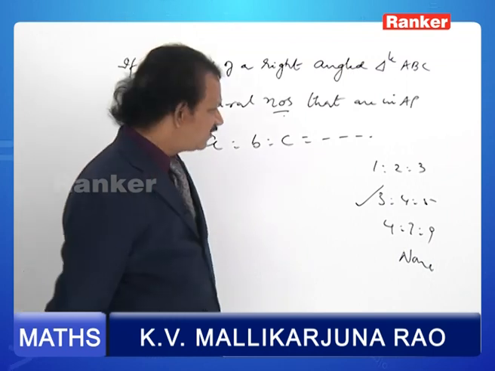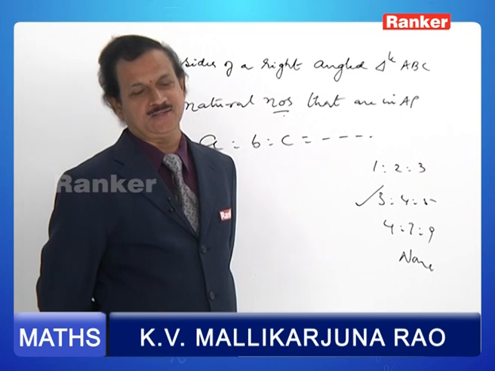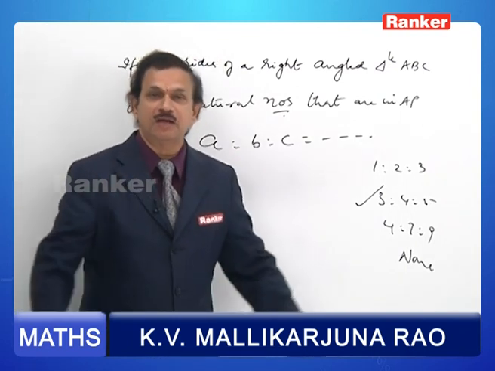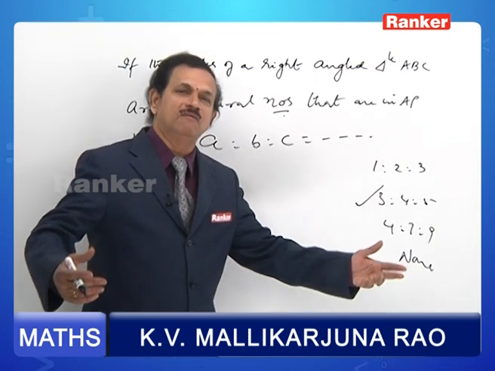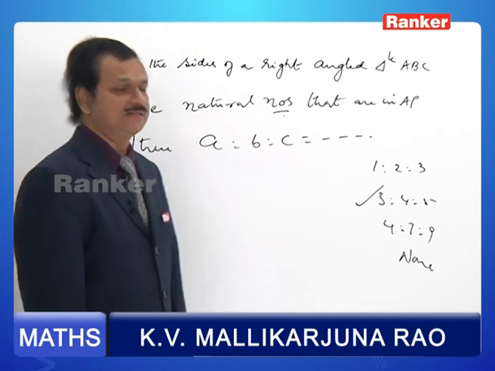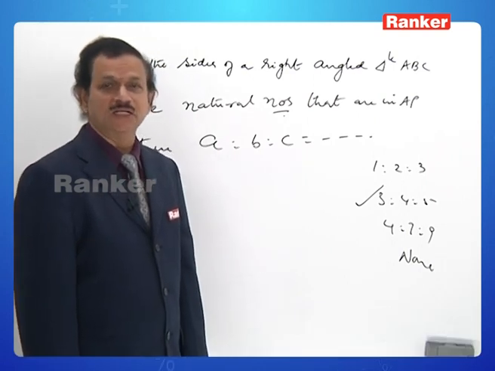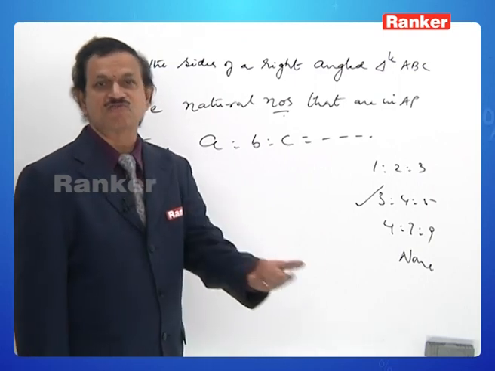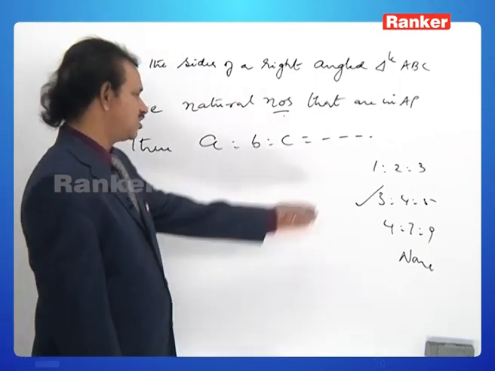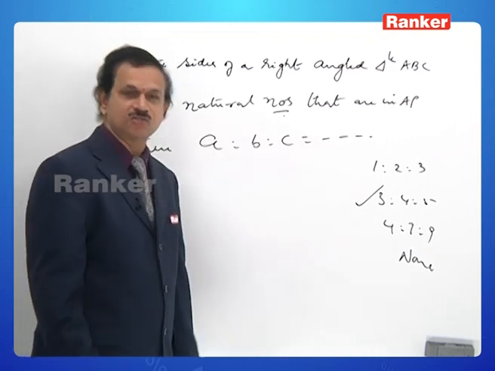So it's a beautiful piece of information for us to store in our memory, isn't it? Therefore, from this problem, we could enrich our thoughts and our knowledge also. If there is a right triangle whose sides are in AP, then they will be in the ratio 3 is to 4 is to 5. The right option is the second option, that is 3 is to 4 is to 5.